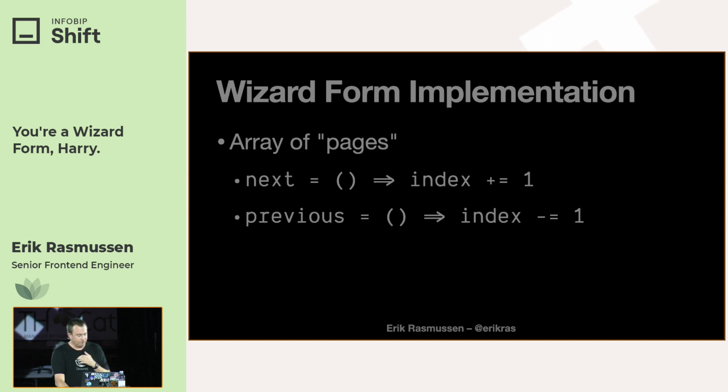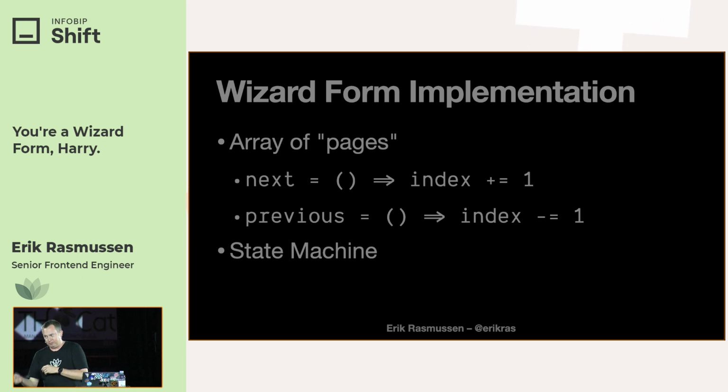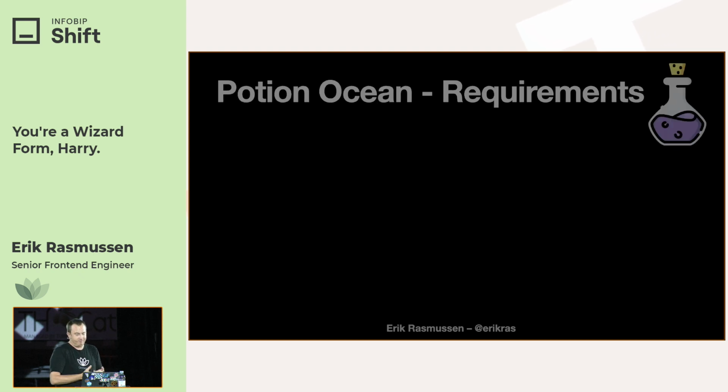But there is a more robust and flexible solution available to us, a state machine, where you can explicitly direct to which page the next and previous buttons go. So today we're going to build a little form. You know those meal delivery services where they ship you a box of fresh ingredients and then you're supposed to make your own meal? We're going to build one of those, but for magic potions.